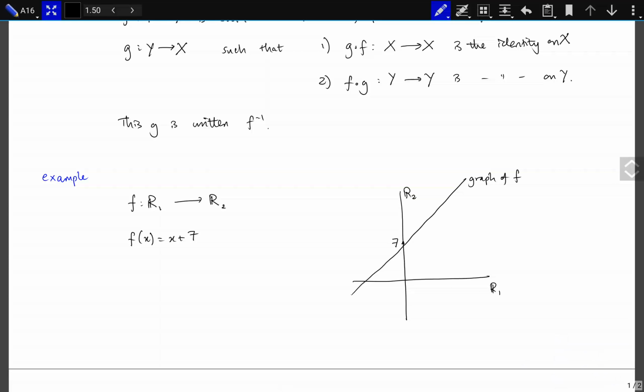And going backwards, what's this inverse? Different color. g goes from R2 to R1, and let's say that g of y equals y minus 7. So we can go two ways. We can take a point, so there's x naught, and it gets taken to x naught plus 7. But I could think of the inverse function as taking the point y naught and then subtracting 7.